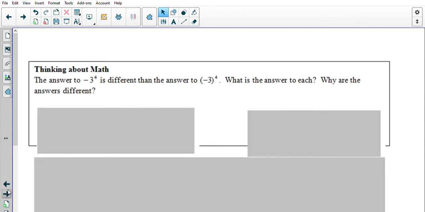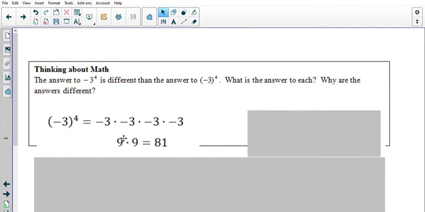All right. We also have a box where we need to think a little bit about math. The answer to negative 3 to the 4th power is different than the answer to negative 3 in parentheses to the 4th power. What is the answer to each? Why are the answers different? Take a moment and think about that. You can pause the video. When you're ready, restart it, and we'll discuss the differences.